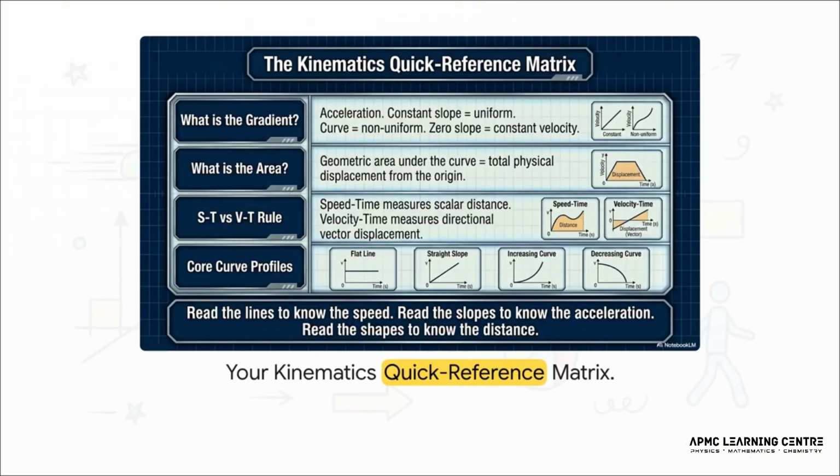So let's just do a super quick recap of everything. This right here is your quick reference guide, your toolkit for kinematics. The two big takeaways: gradient tells you acceleration, area tells you displacement. Just take a second, let that sink in. This little matrix has everything you need to decode the story of motion.